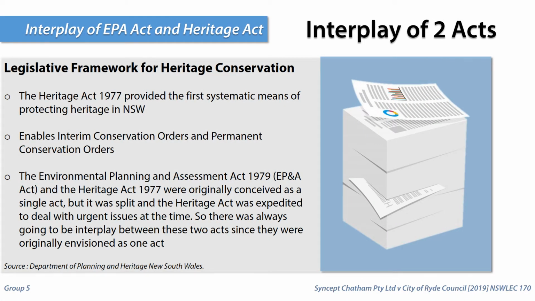Legislative framework for heritage conservation. The Heritage Act 1977 provided the first systematic means of protecting heritage in NSW. It enabled interim conservation orders and permanent conservation orders.